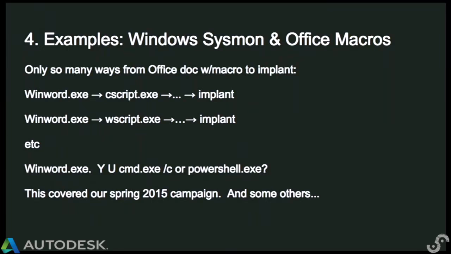So a few examples: WinWord shouldn't call cscript, it shouldn't call wscript, it shouldn't call cmd.exe /c, it shouldn't call PowerShell. That's just not a thing that happens. It's incredibly rare. And if you are using Sysmon to look for WinWord calling these child processes, you will catch all of this garbage. It's super easy. So this class of analytics covered our spring 2015 campaign and a few others.